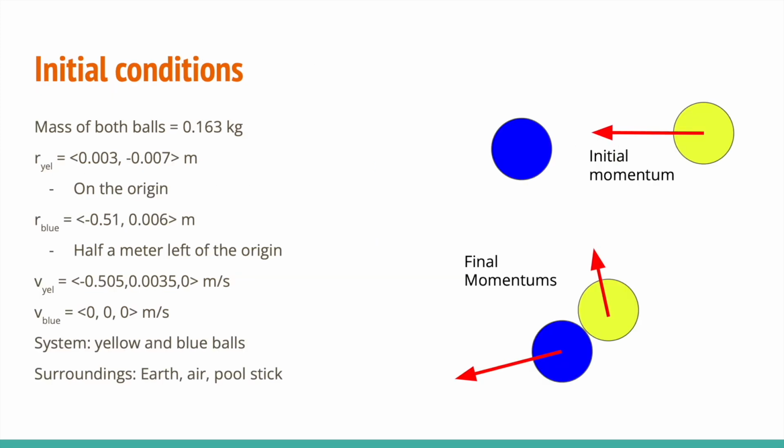I found online that the average mass of a pool ball is 0.163 kilograms, which is the value I chose to use. The position of the yellow ball was 0.003 for the x component and negative 0.007, which is basically on the origin. For the blue ball, negative 0.51 for the x and 0.006 for the y, which is basically just half a meter left of the origin. The velocity of the yellow ball once it's hit by the pool stick is negative 0.505 for the x and 0.0035 for the y, and the blue ball is at rest. The system is the yellow and blue balls, and the surroundings are the earth, air, and pool stick.